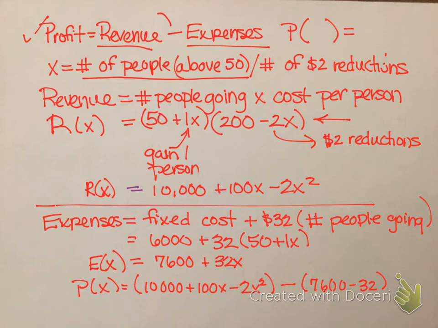Profit was revenue minus expenses. When I simplify this function, I get negative 2x squared plus 68x plus 2,400. All right, I'm going to erase everything on the page and then write our function back up the top and continue from there.